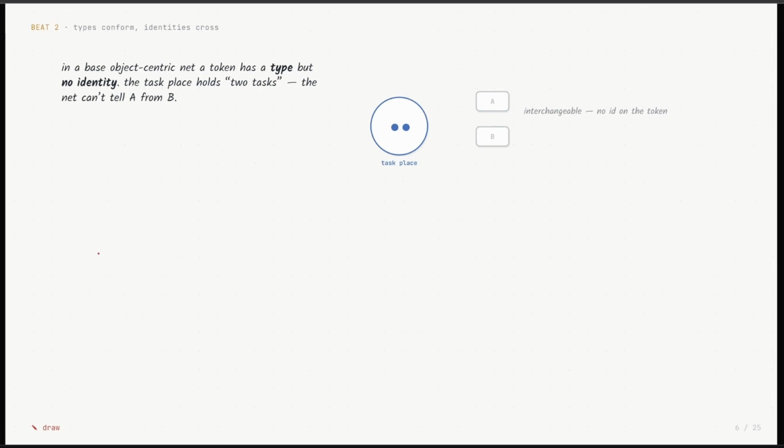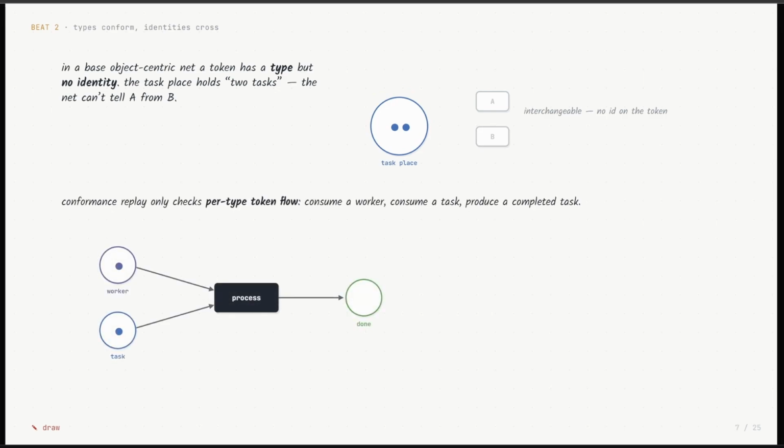So let's look at this problem. We have our task place. The issue is that we do not know which token is which. Is this token task A or task B? Or is this token task A or task B? We know the type of the tokens, of the objects, but we do not know the identity.